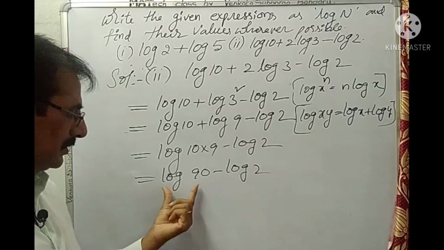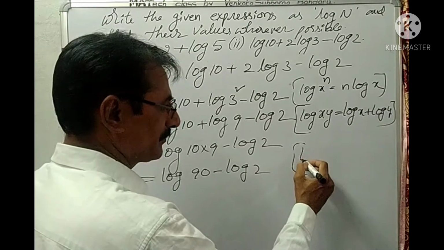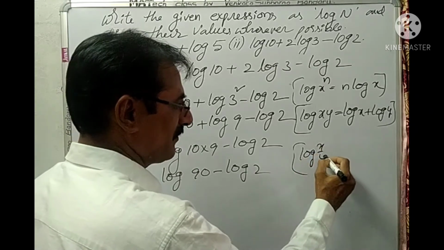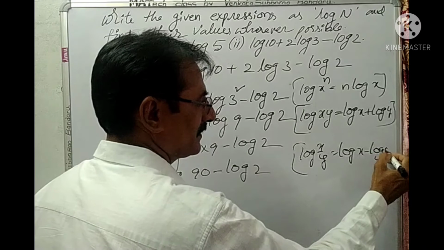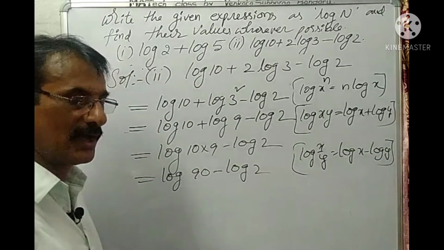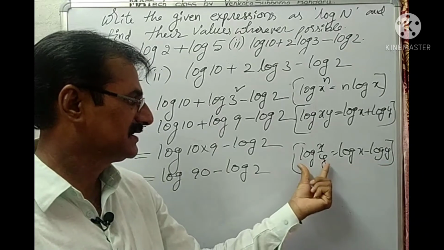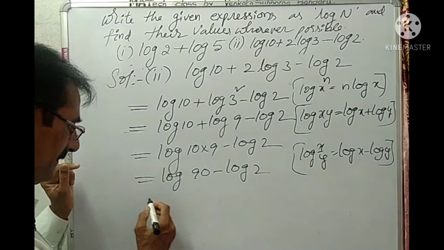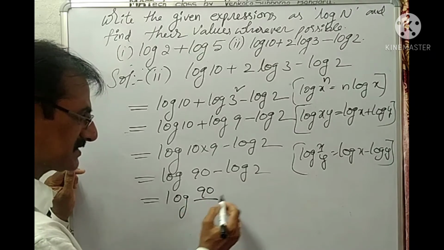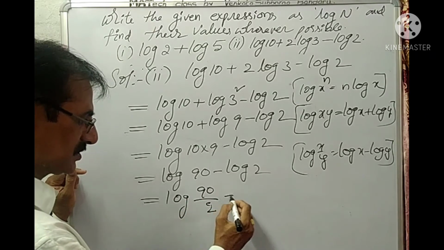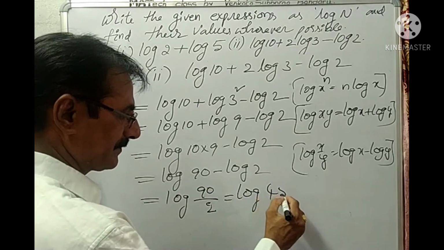Now log 90 minus log 2. This is exactly like the second law: log of x by y equals log x minus log y. As per this second law, we can simplify any logarithms given like this as a single one, log x by y. Here in the place of x there is 90, and in the place of y there is 2. So we can write log 90 by 2, which is 45.